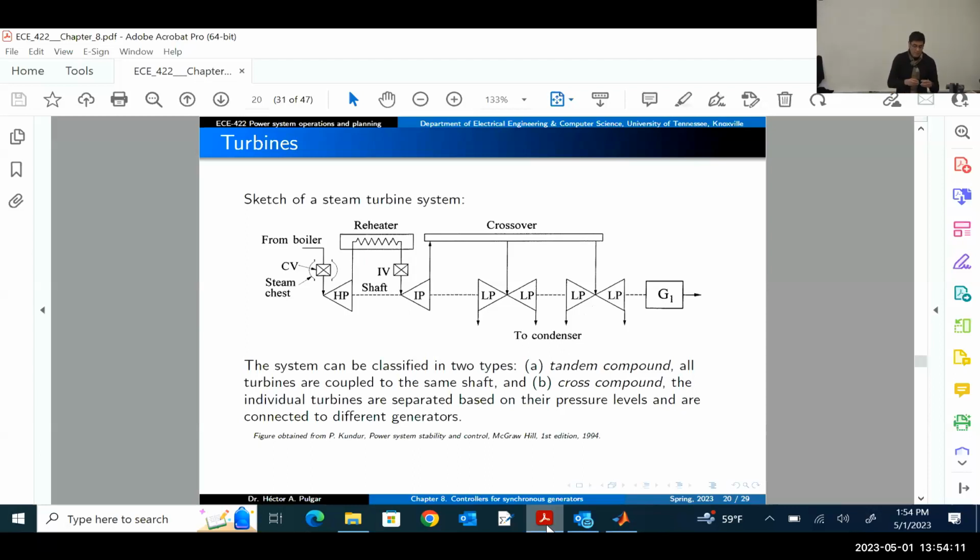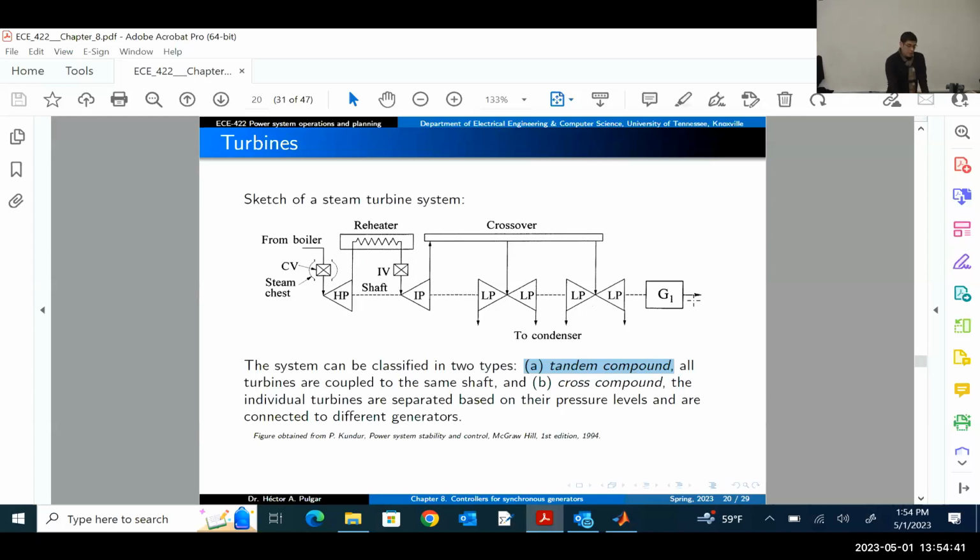One type is the tandem compound. I'm not sure if I am pronouncing this correctly. Tandem. So this is just one shaft. All the turbines are going to be connected to the same shaft, and also the rotor of the generator will be connected to the same shaft, as you can see in this figure. So we will have a high pressure turbine, an intermediate pressure turbine, a low pressure turbine, all connected to the shaft of the rotor of that generator.